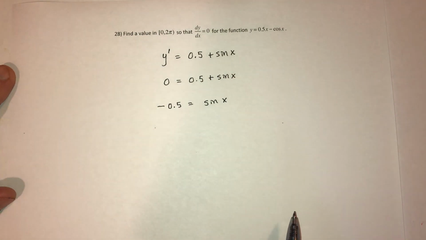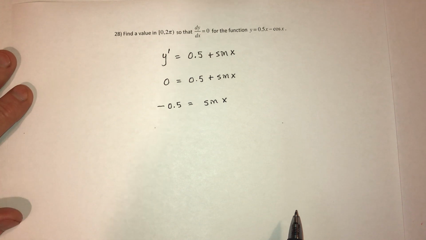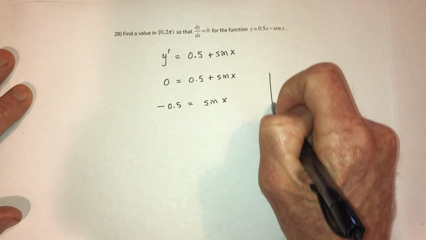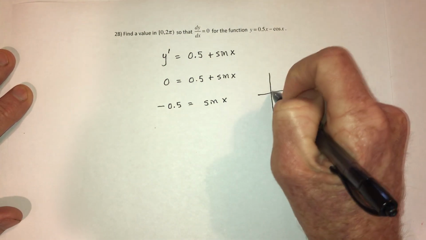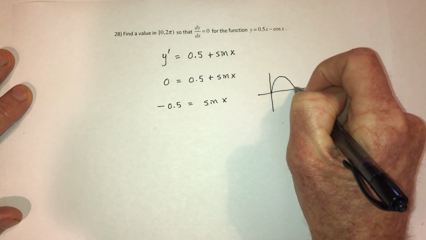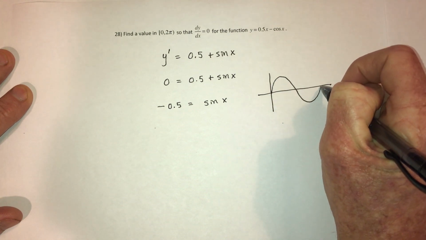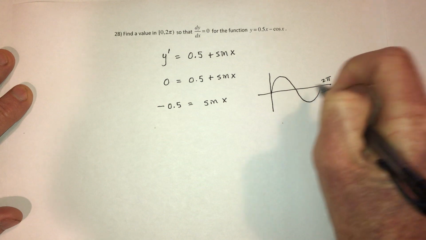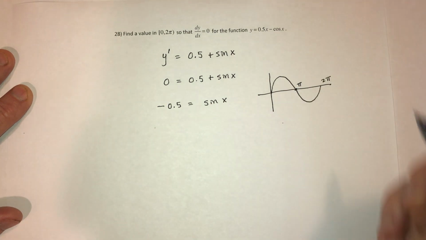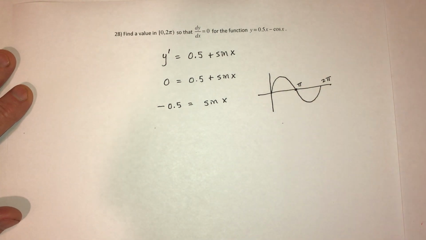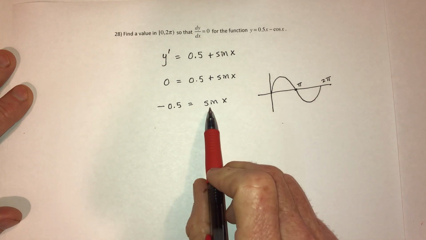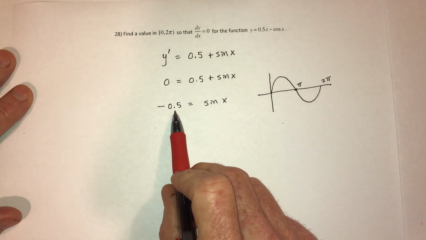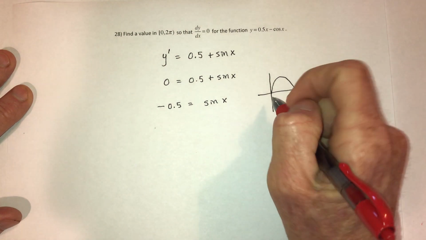It then says, when does sine equal a negative 0.5? So in other words, if you look at the sine graph from 0 to 2 pi, it looks like this. And then this equation is saying, look at the sine graph, and when does it equal a negative 0.5?